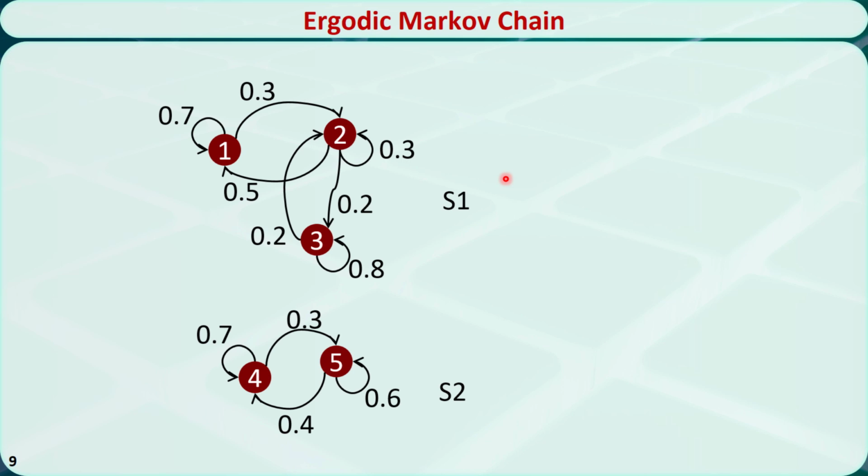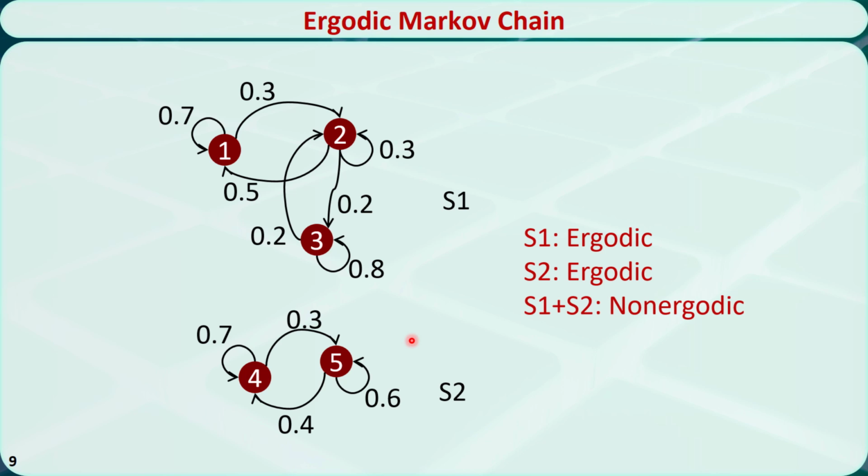Is this Markov chain represented by states 1, 2, and 3 ergodic? Yes, none of the states is transient. There's no period, and every state can communicate with other states. What about the Markov chain represented by states 4 and 5? Yes, it is ergodic for the same reasons. What about the Markov chain represented by states 1 through 5? No, it is not ergodic because states 1 to 3 cannot communicate with states 4 and 5.